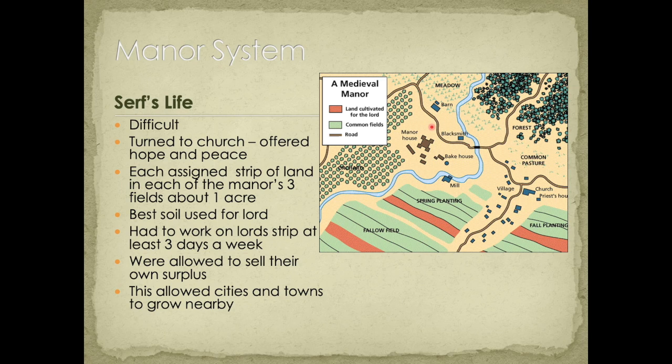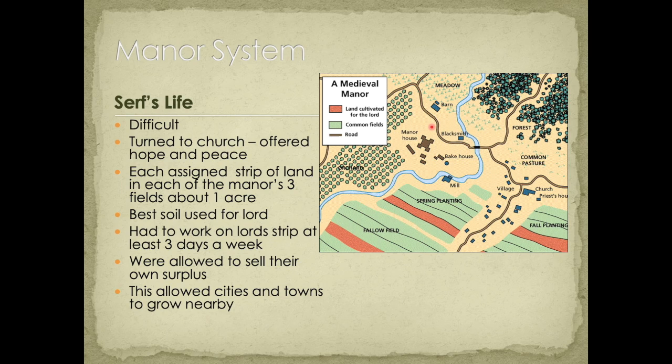Best soil was used for the Lord. Serfs had to work on the Lord's strips at least 3 days a week. So they would go from their strip of land to the Lord's strip of land, say Monday, Tuesday, Wednesday, and then Thursday, Friday, Saturday, Sunday, they would work on their strip. People commonly worked 7 days a week, even though Sunday was the Lord's day and you're supposed to not work. Again, when you're working 3 days on the Lord's land, you have to make sure to work your own land as well.